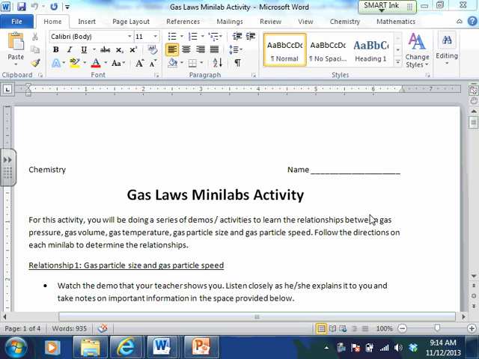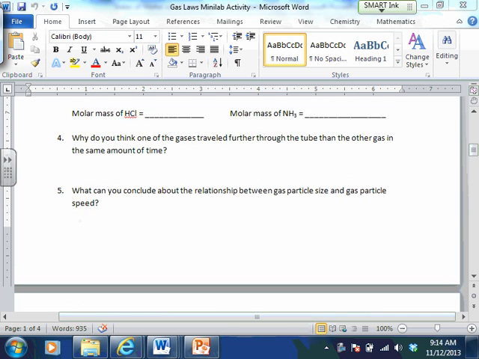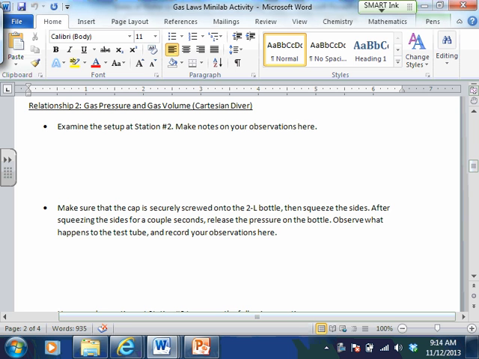So let's go ahead and talk about the activity. And like I said, we're going to go through this a piece at a time. The two pieces that I want to cover today are the things that we did at stations 2 and 3, okay? So go ahead and go to the one that says relationship 2. That's the one we're going to cover first.